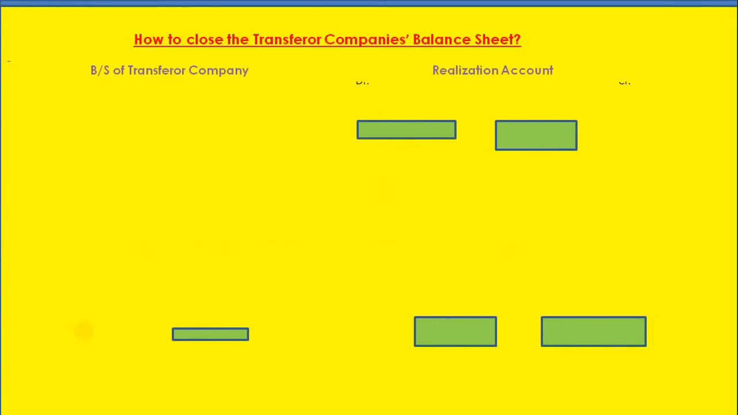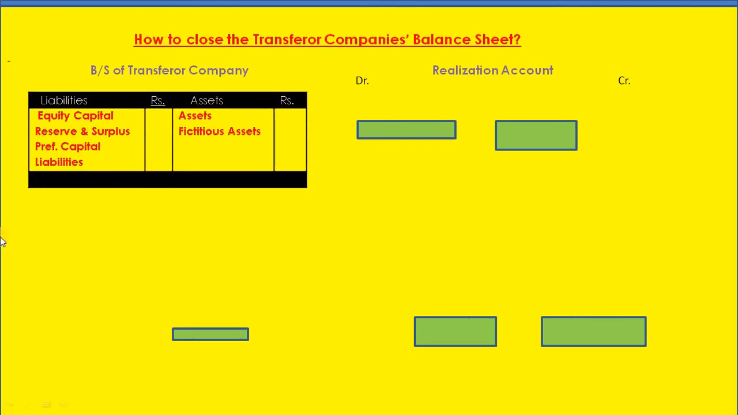Now here we will learn how to close the transferor company's balance sheet. Here you can all see the balance sheet of the transferor company. For explanation purposes I have just highlighted the basic components of the balance sheet. Assets, which contain both fixed assets and current assets. So normally a balance sheet has assets and fictitious assets on the asset side, on the left side, and on the liabilities side, equity capital, reserves and surpluses, preference capital, and other liabilities, both long term and short term.